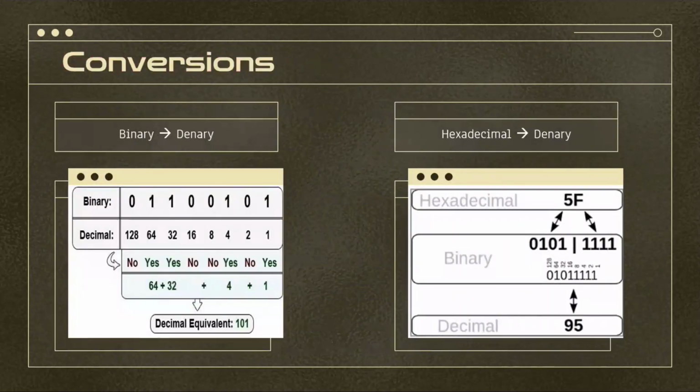So these are just some examples of the conversions. You can do binary to denary, where you look at the numbers, which are all in powers of 2, and you add together the ones that are indicated by a 1. And for hexadecimal, you can convert into binary and then to decimal.